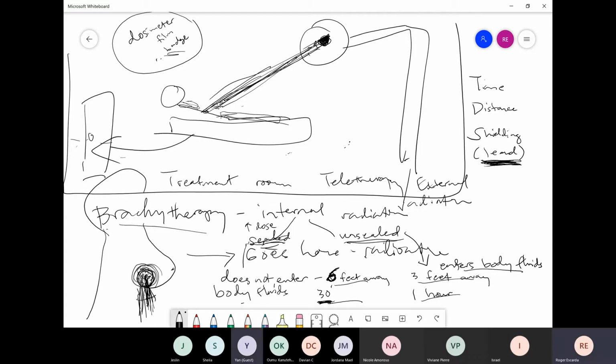I have two questions. First one, let's say a patient has the sealed one. If there is some drainage from the insertion site, that fluid also is not radioactive? No, it's not.